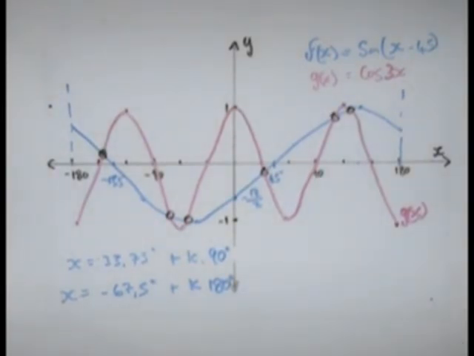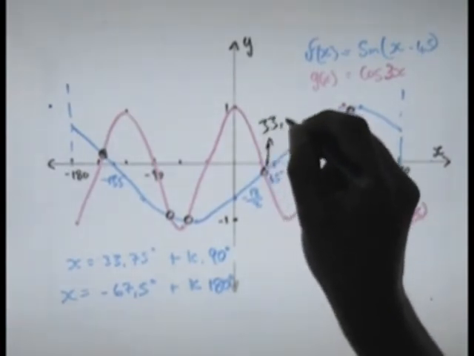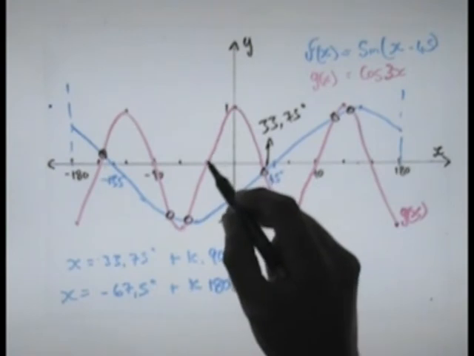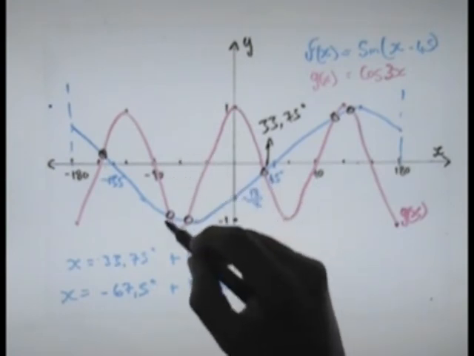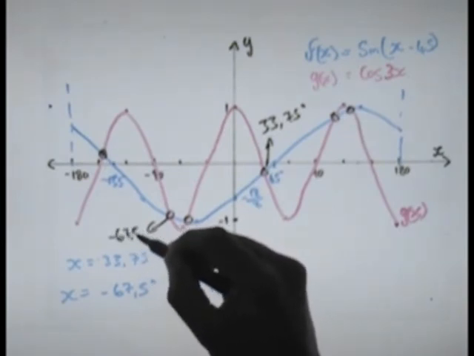Now let's look at our possible solutions. The first one being when k is equal to 0. That's going to be 33.75 degrees plus 0, which is just 33.75 degrees. When k is equal to 0 here, x is going to equal negative 67.5 degrees. Now that's between negative 30 and negative 60. That means that this point over here is negative 67.5 degrees.